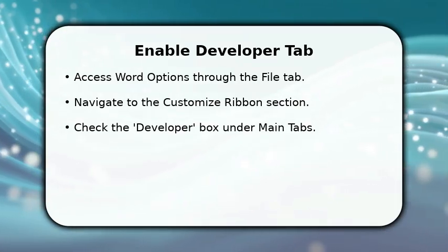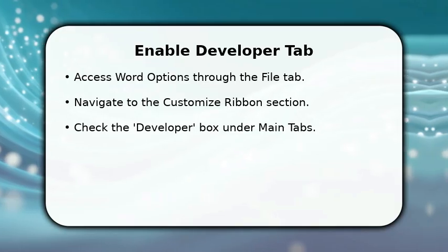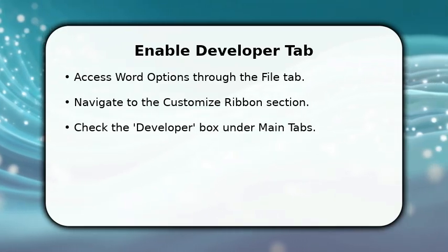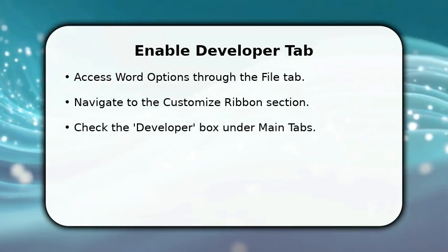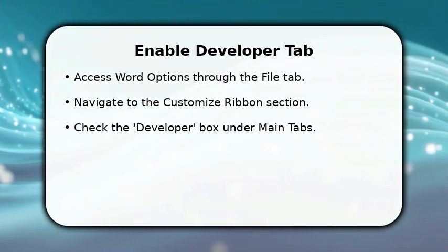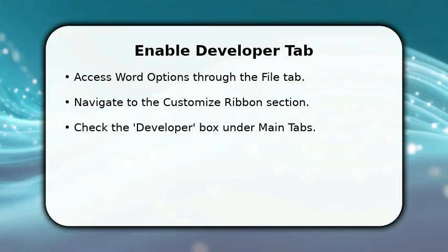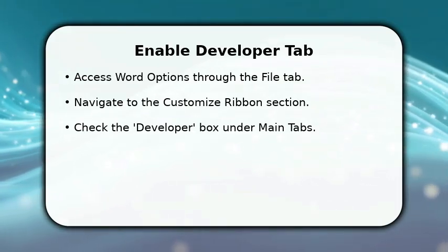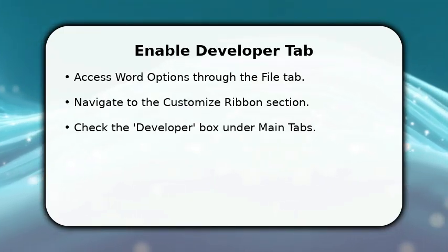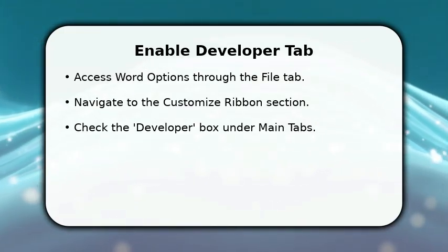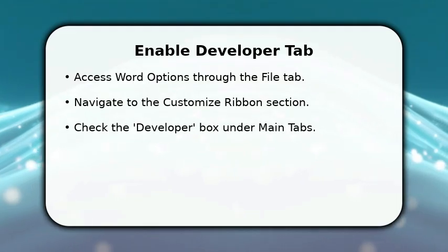First, you need to enable the Developer tab, which is hidden by default. Go to the File tab, then select Options. In the Word Options dialog box, click on Customize Ribbon. On the right side, under Main Tabs, check the box next to Developer and click OK. This new tab will now appear on your ribbon, giving you access to all the form building tools.